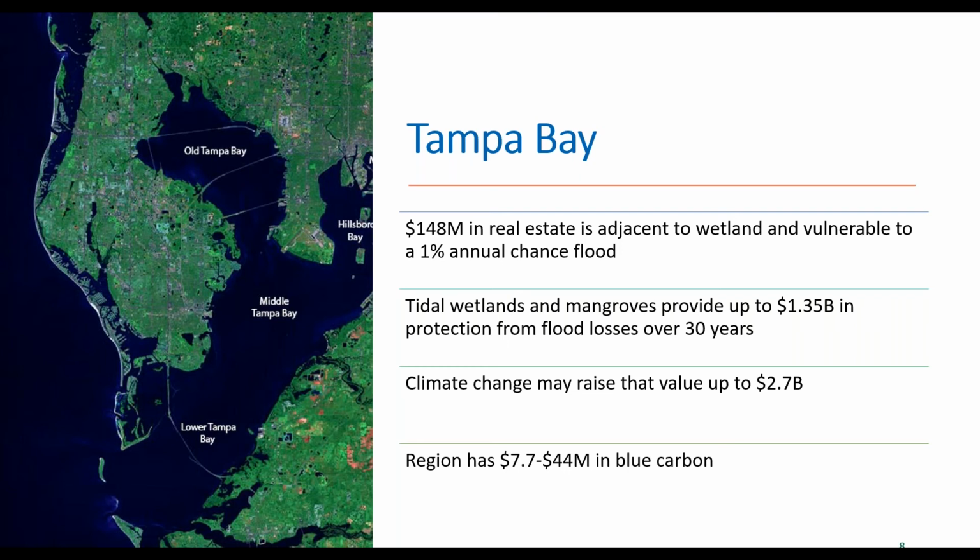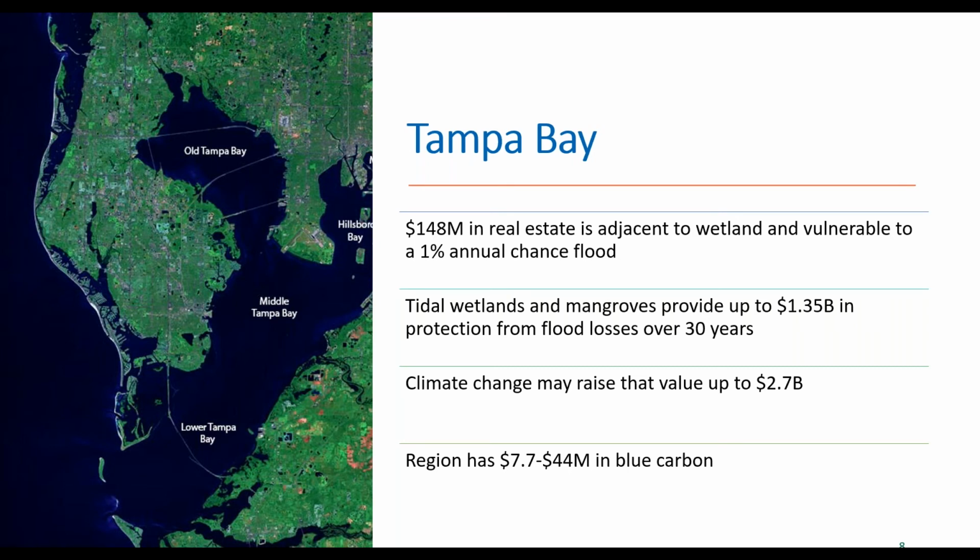Because, of course, of the very high real estate values and the widespread presence of mangroves, which are extremely good, much more effective than salt marshes at mitigating flood damage, Tampa was a bit of an outlier compared to the other estuaries. I should also indicate that we tried to do some rough estimates.